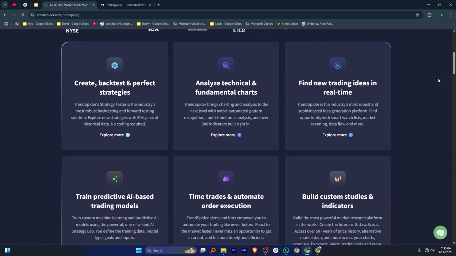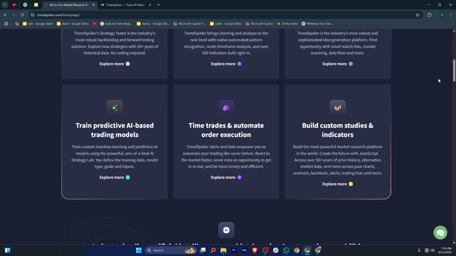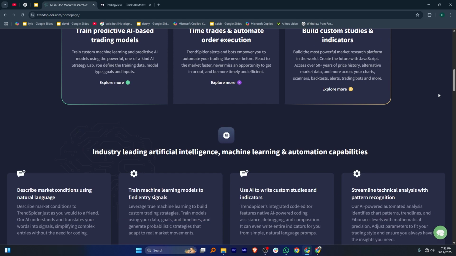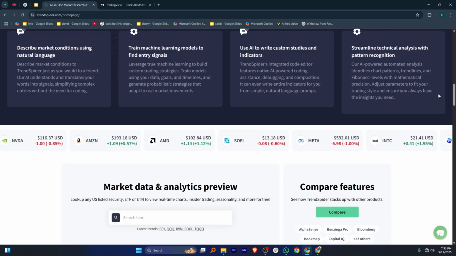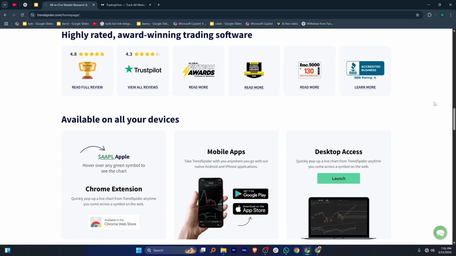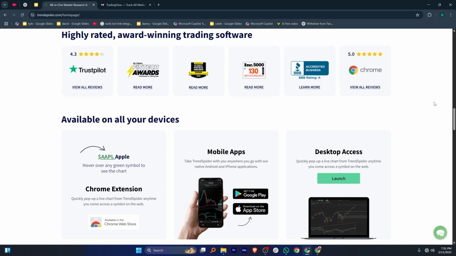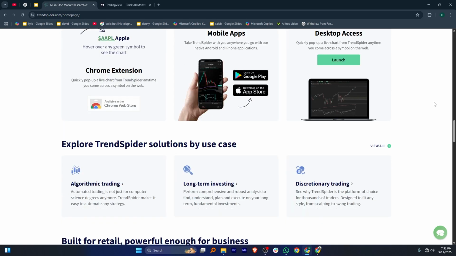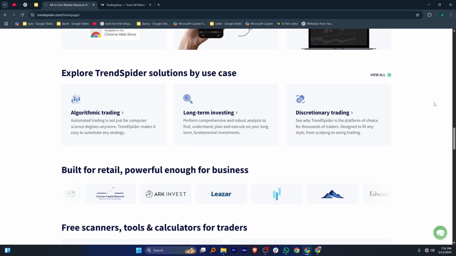TrendSpider provides advanced automated technical analysis that significantly enhances trading efficiency. The platform's smart charts and dynamic alerts help traders make quicker and informed decisions. Broker integration options are limited, which may hinder real-time trading. Its pricing is relatively high, which could deter hobbyist traders.